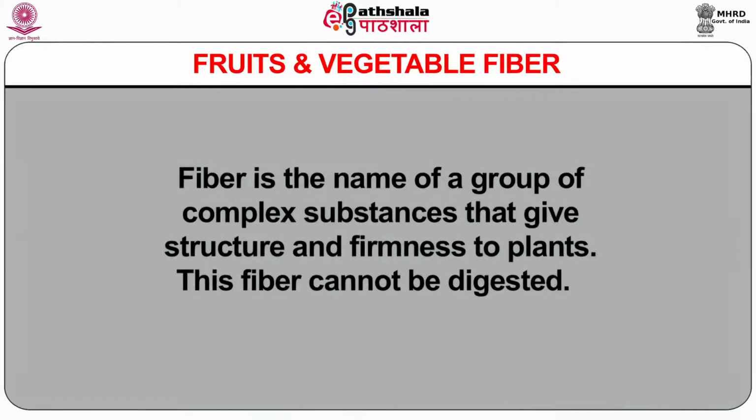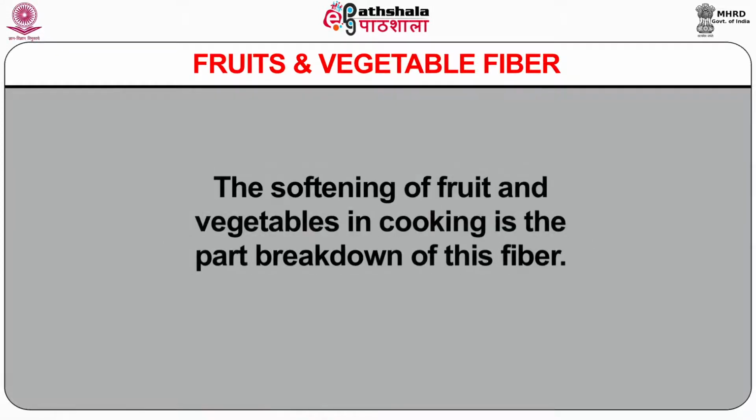Fruits and vegetables. Fiber. Fiber is the name of a group of complex substances that give structure and firmness to plants. This fiber cannot be digested. The softening of fruit and vegetables in cooking is the partial breakdown of this fiber. Sugar makes fiber more firm. Fruits cooked in sugar remain more firm. Baking soda and other alkalis make fiber softer. Vegetables should not be cooked with baking soda because they become mushy and also lose their color and the vitamin content.